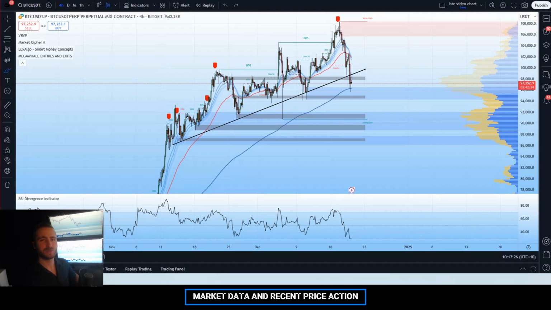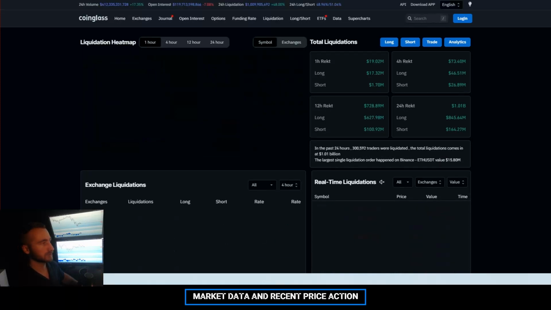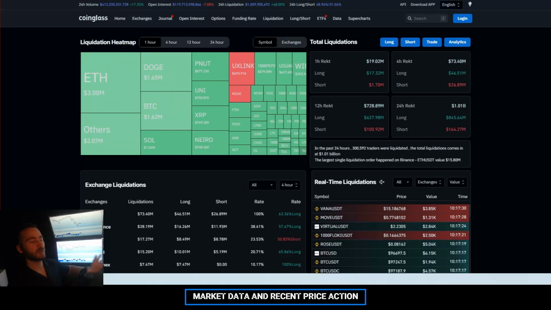We'll come back to our broader analysis in just a moment, but moving over to the market data, we can see that 24-hour volume and liquidation have seen a little bit of a jump toward the upside, with liquidations reaching $1 billion.